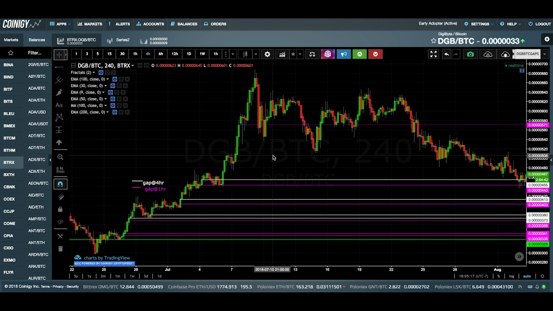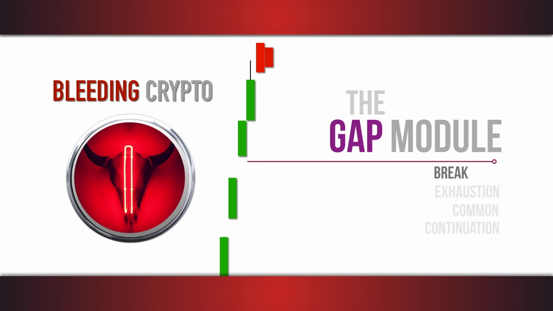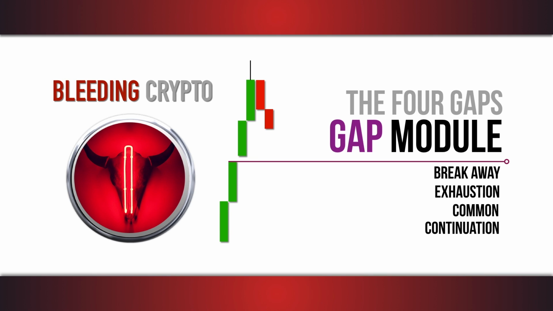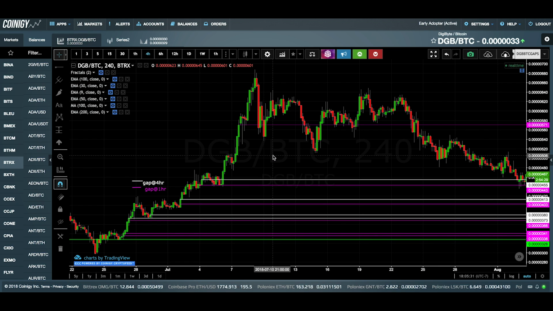In the stock market, there are 4 different types of gaps. There's a breakaway gap, exhaustion gap, common gap, and continuation gaps. These gaps are played differently depending on which category they fall in. On crypto, however, there's really only one type of gap that is left behind by the price basically jumping above the current price, and it doesn't necessarily have to close as crypto is a 24-hour market.